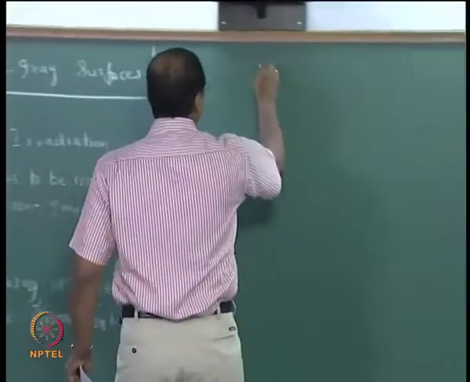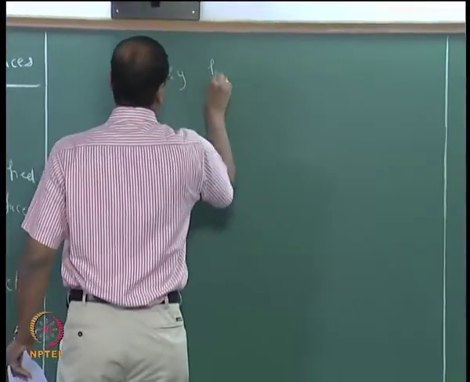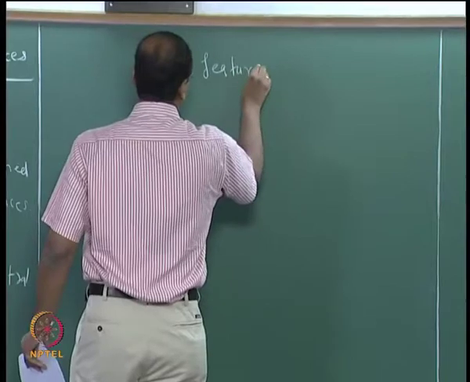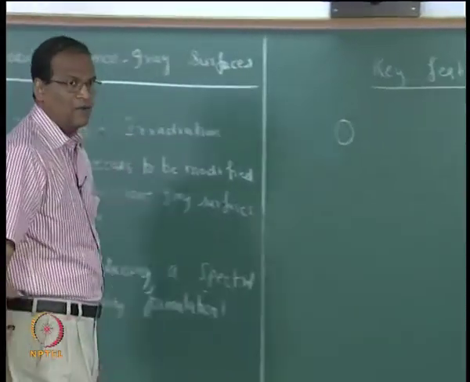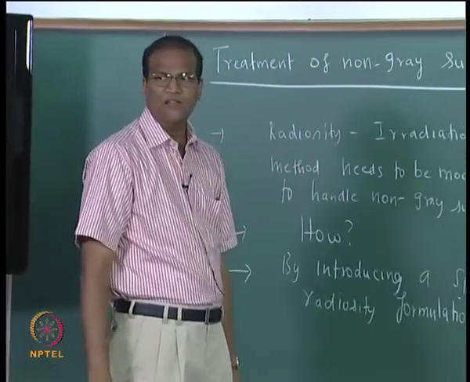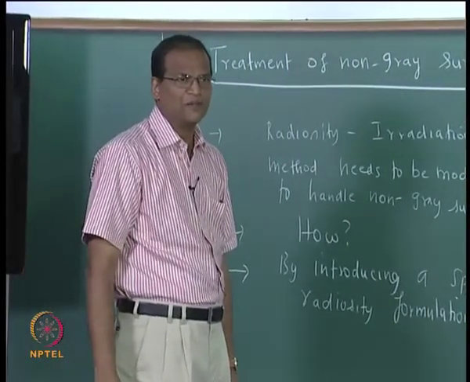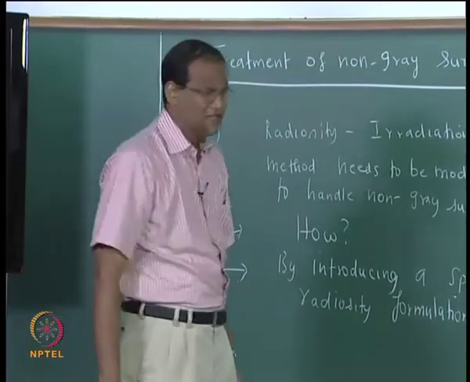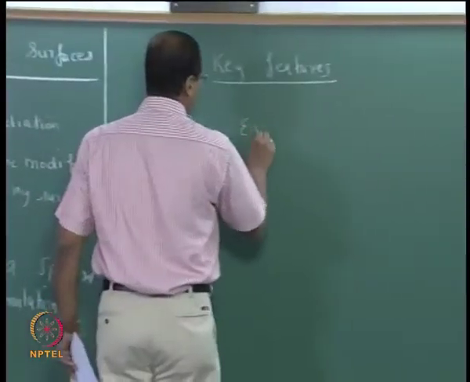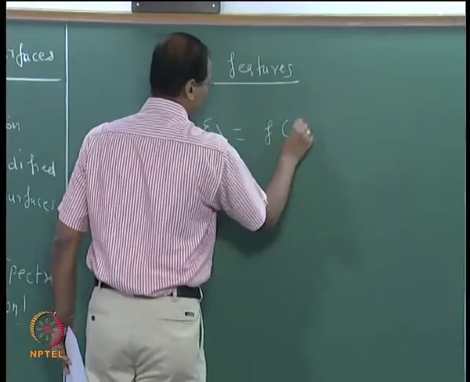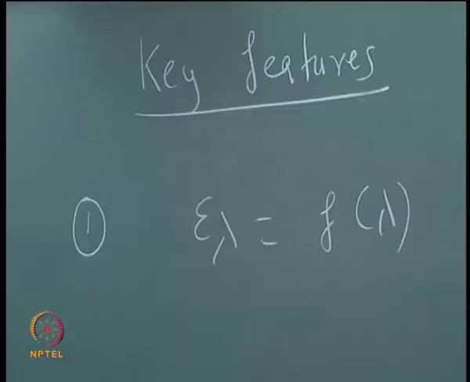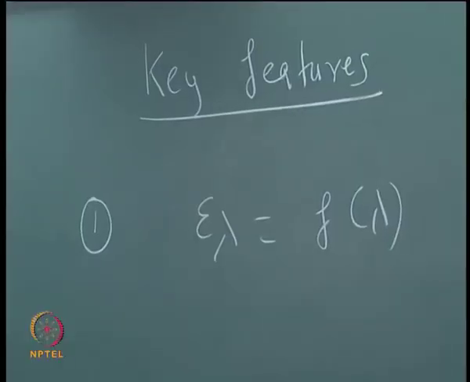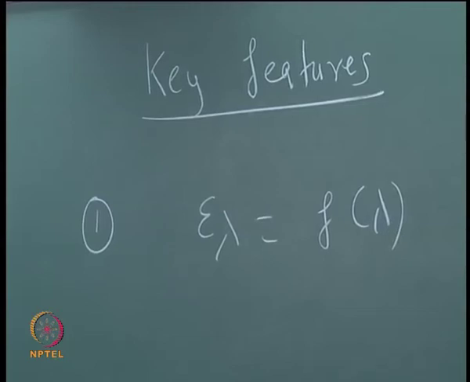So, what are the key features of this spectral radiosity formulation? First, epsilon lambda is a function of lambda. And needless to say, this f is known to us, otherwise we cannot proceed, right. So then it is an inverse problem. Okay. So, epsilon lambda is a function of lambda. I know what this f is.